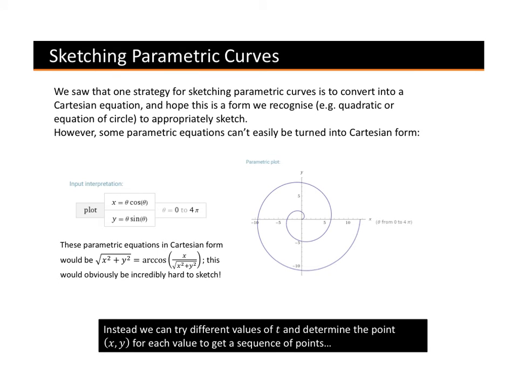So what we're going to be looking at today is sketching parametric curves. We can see that one strategy is to convert it into a Cartesian equation, hope that it's something we can hopefully sketch like a quadratic or a circle, we saw that earlier on, and sketch appropriately. Sometimes though, it's not going to work like that. For example, when x equals theta cos theta and y equals theta sine theta, the parametric equations in Cartesian form look like this. Don't know about you, but I have no idea how to sketch this, okay?